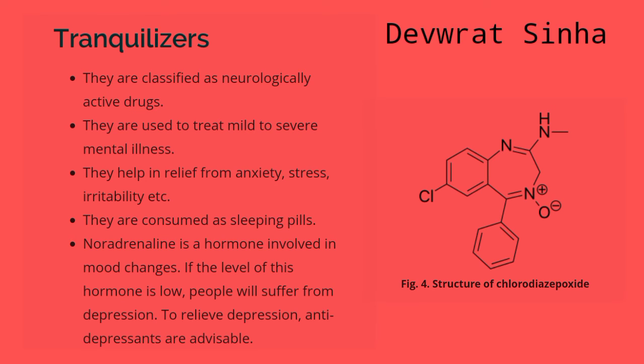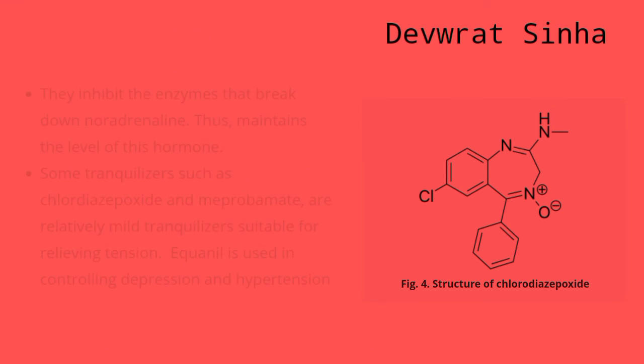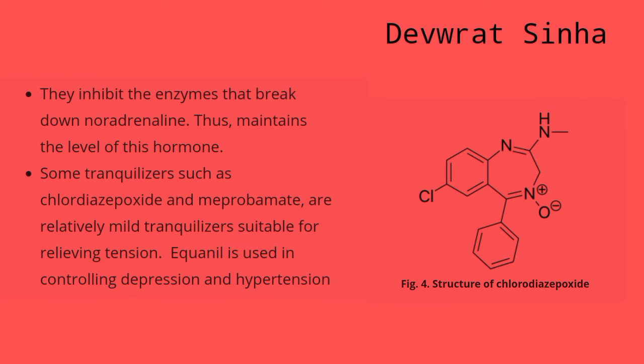Fifth, noradrenaline is a hormone involved in mood changes. If the level of this hormone is low, people will suffer from depression. To relieve depression, antidepressants are advisable. Sixth, they inhibit the enzymes that break down noradrenaline, thus maintaining the level of this hormone. Seventh, some tranquilizers such as chlordiazepoxide and meprobamate are relatively mild tranquilizers suitable for relieving tension. Equanil is used in controlling depression and hypertension.